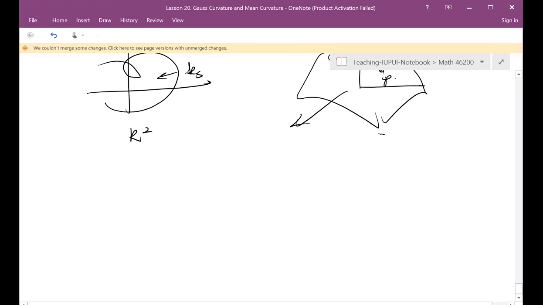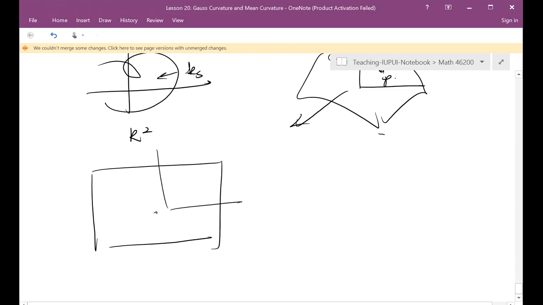For example, let's try to get some sense of the Gauss curvature. Take a piece of paper, flat. You can put it in three-dimensional space, with x-axis, y-axis, z-axis. This is our plane. Clearly the Gauss curvature is 0, and the mean curvature is 0 because the principal curvatures are all equal to 0.